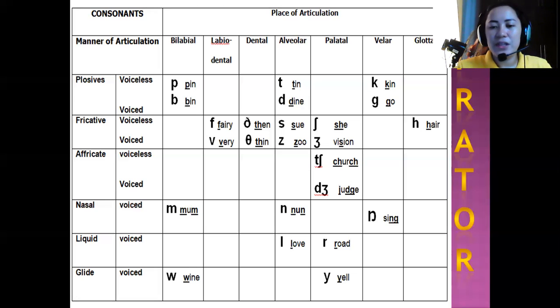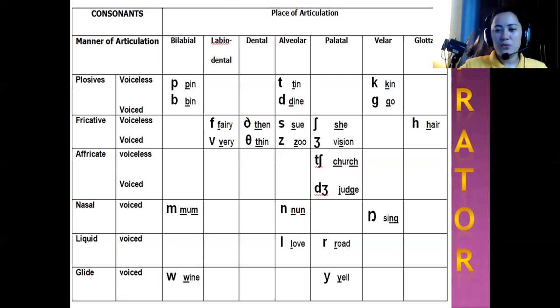Next we have the palatal, like in the sound sh. That's voiceless, so we are not supposed to produce the sound really. The other one is the voiced sh, like in the word vision. That's not a different sound, that's vision. For the voiceless counterpart, we have the word she. So why palatal?